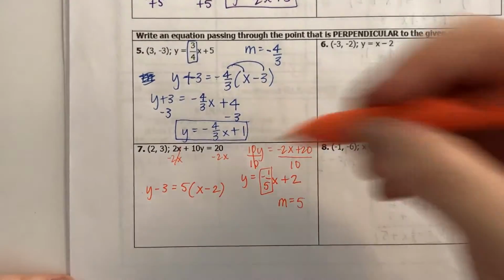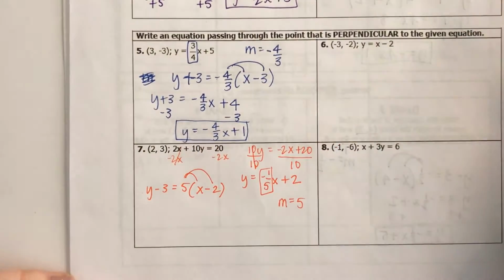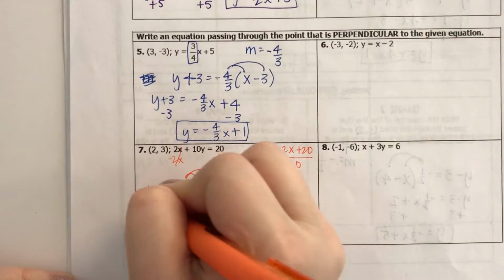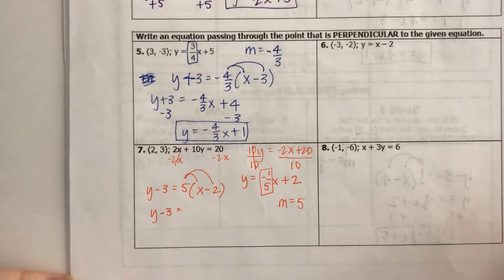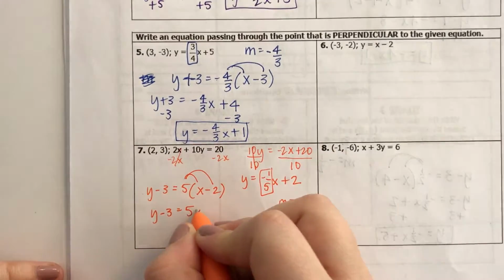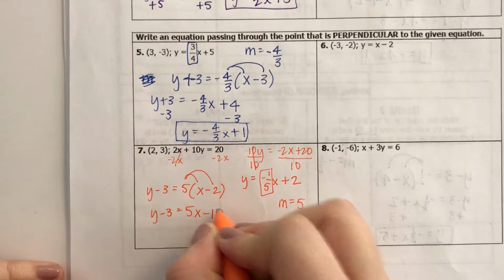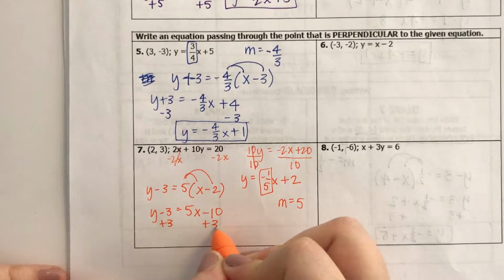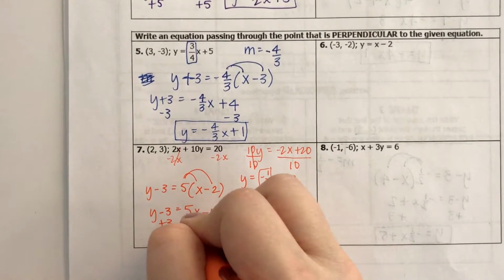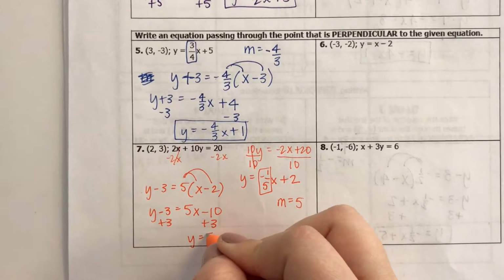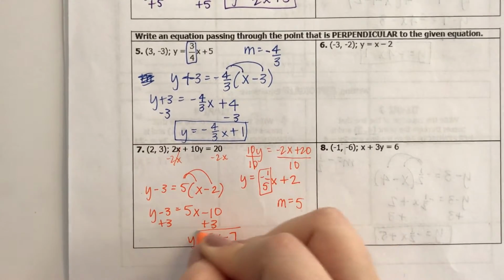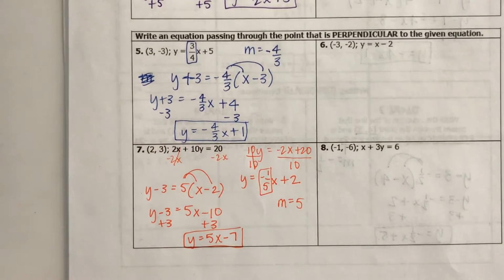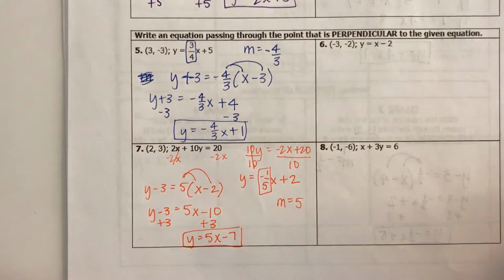Okay? I distribute. So y minus 3 equals 5x minus 10. I'm going to add 3. Okay? y equals 5x minus 7. And that is it for this concept, okay? So your job is to try the practice quiz, and we'll do all the even numbers in class, all right?